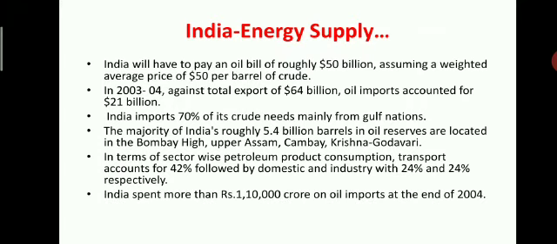India spent more than rupees 1,10,000 crores on oil imports. This is the figure of 2004.